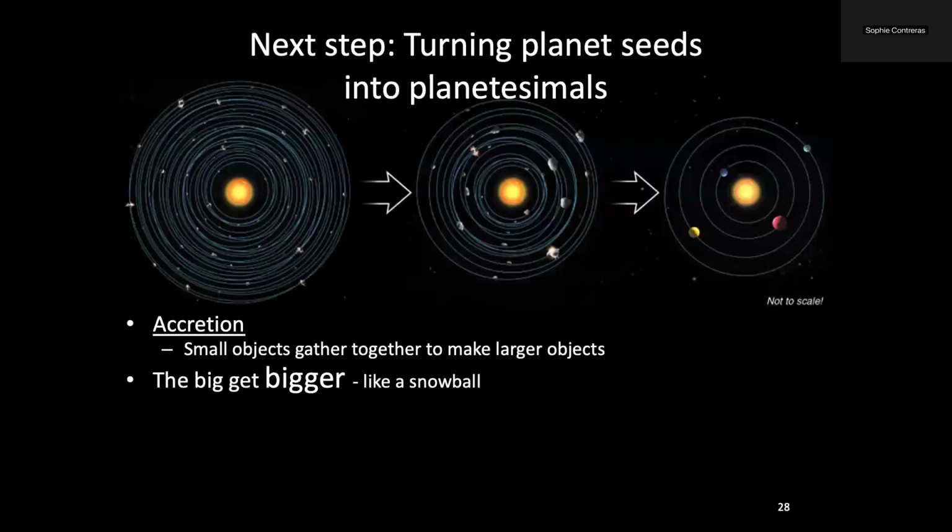Okay, so that's the next step. So now you start off with a bunch of little tiny pebbles and rocks, and you got to turn them into planets. And that is through accretion. We've said that word a couple of times now, but now we all understand what it means. That's when stuff smacks into each other and sticks instead of colliding into each other and fragmenting. Right? Accretion is to add, fragmentation is to break apart. Okay? So the big get bigger like a snowball, or like the economy, right?